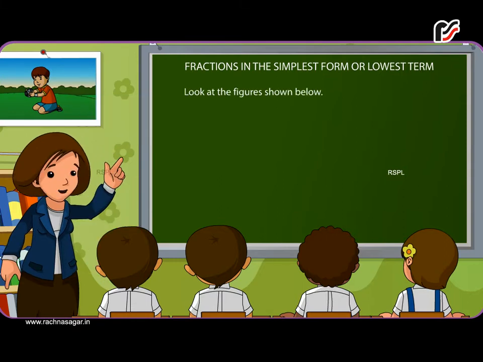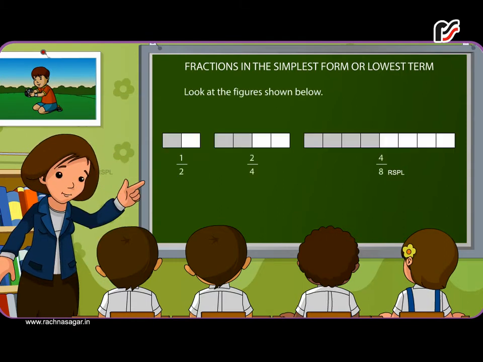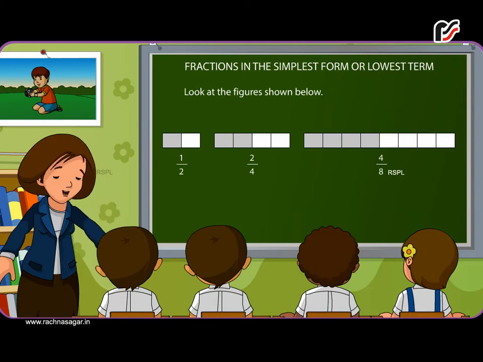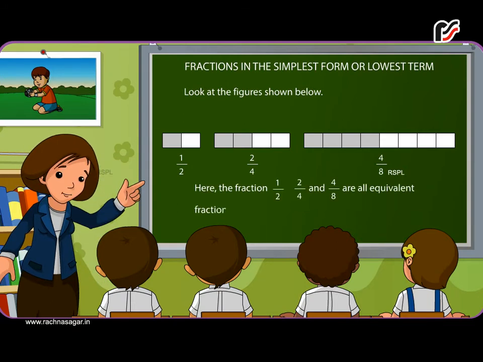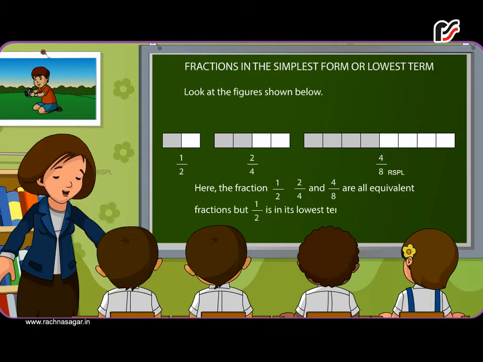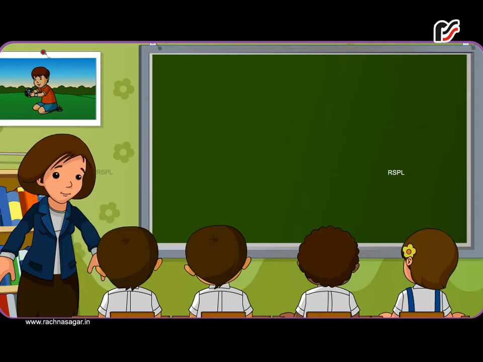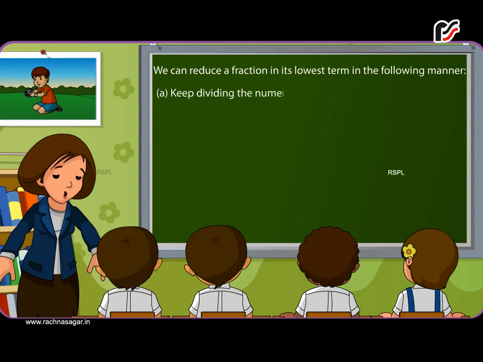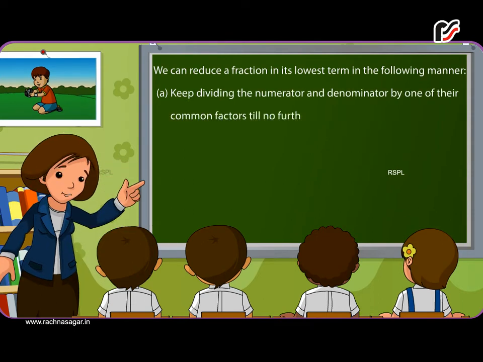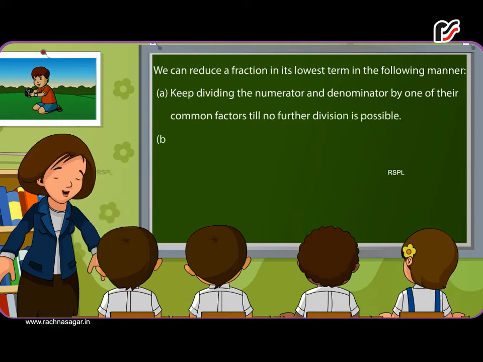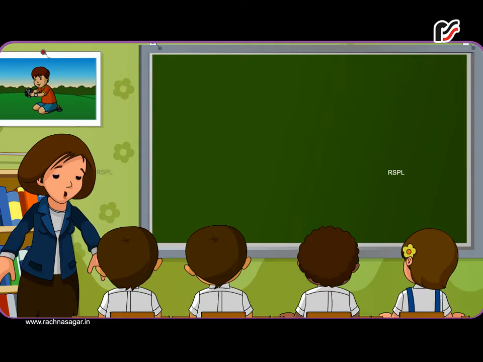Look at the figures shown below. The shaded parts show the fractions 1 by 2, 2 by 4, and 4 by 8. Here, the fractions 1 by 2, 2 by 4, and 4 by 8 are all equivalent fractions, but 1 by 2 is in its lowest terms. Keep dividing the numerator and denominator by one of their common factors till no further division is possible. Or divide the numerator and denominator by their HCF.